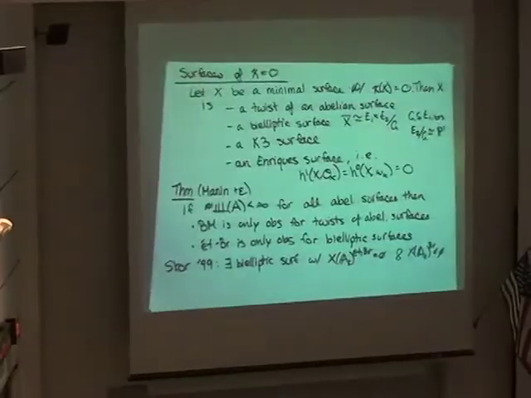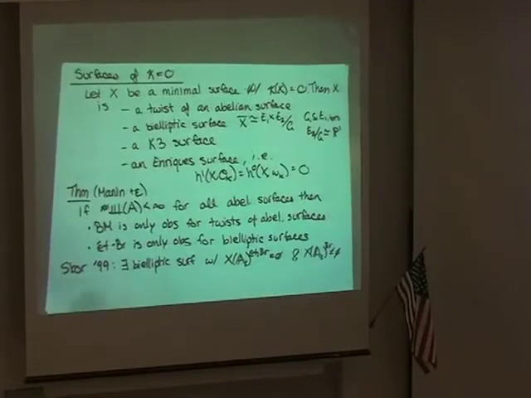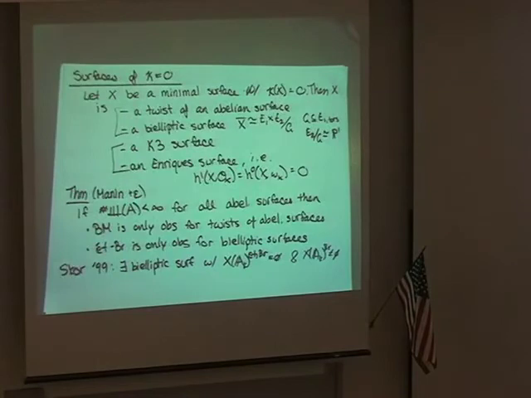Okay, so that takes care of those two. So we're left with K3 surfaces and Enriques surfaces. So similarly to how the arithmetic of bi-elliptic surfaces could be related to the arithmetic of twists of abelian surfaces, we get a similar story for K3 and Enriques surfaces. So you should really think of these sets as coming in pairs. So how does this work?